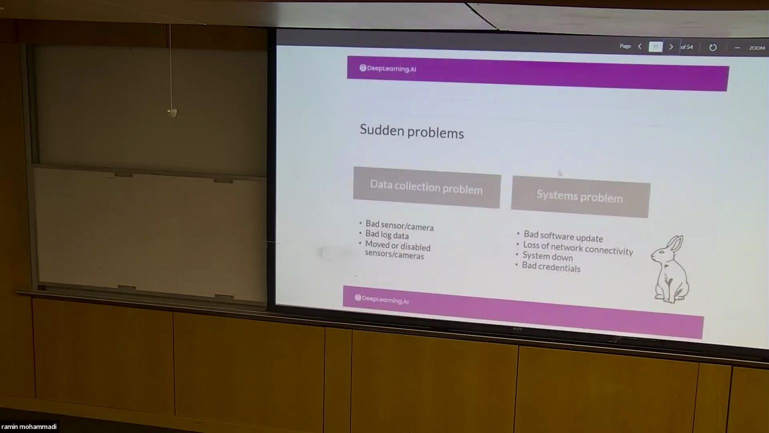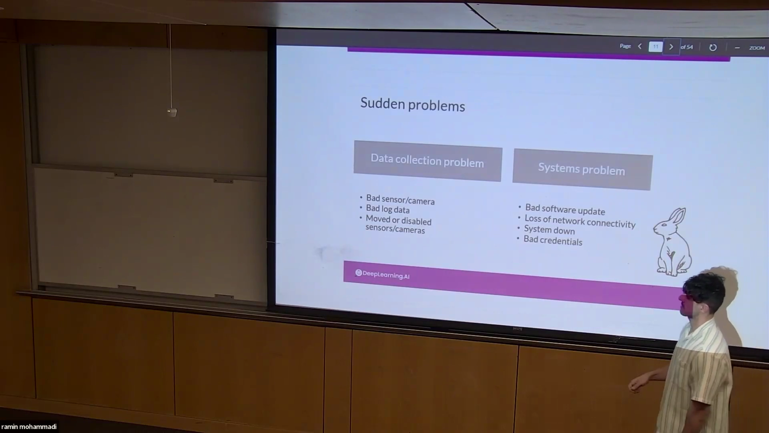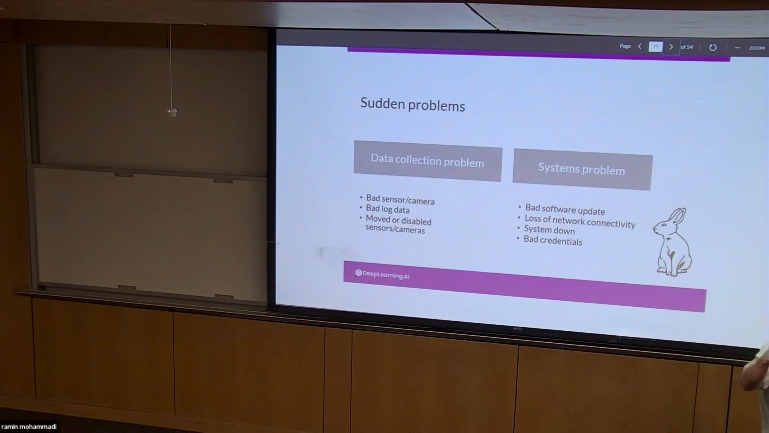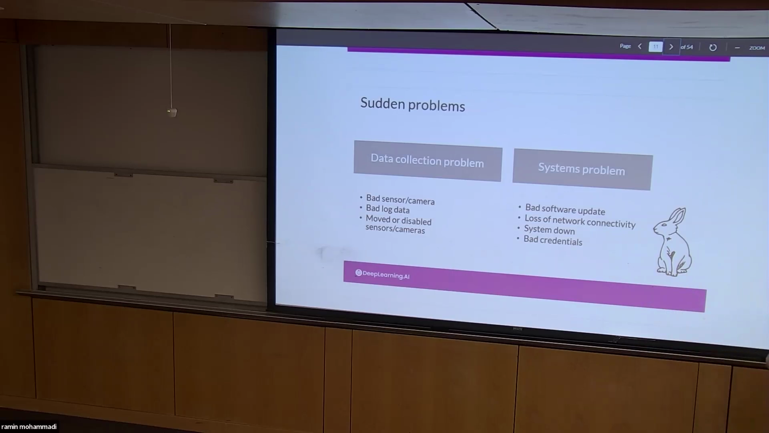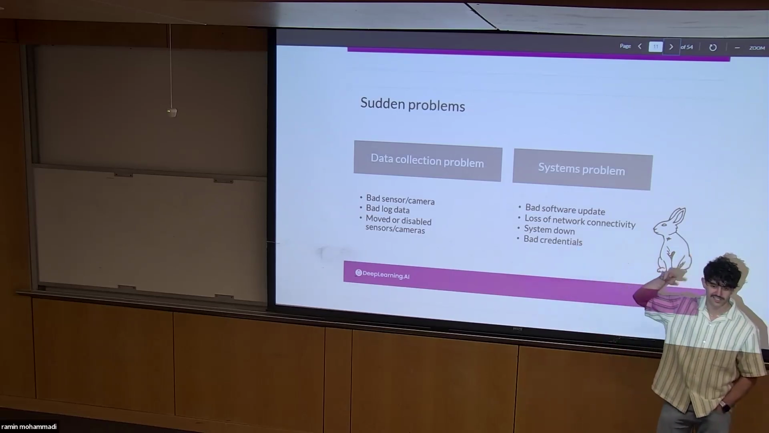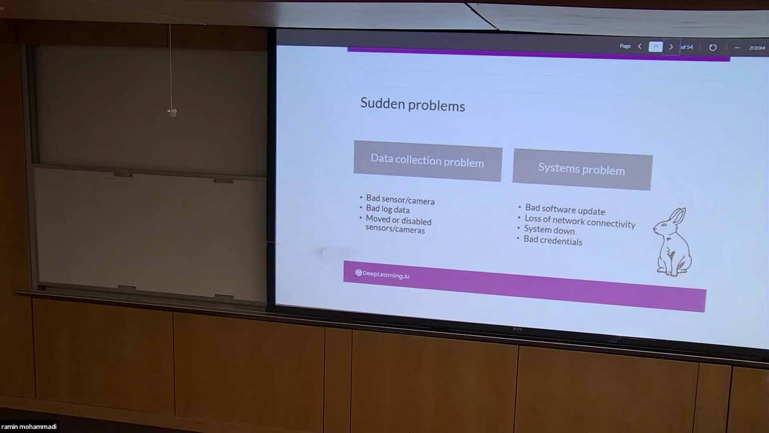So when it comes to sudden problems on the other end, you either have a data collection problem or you have a system problem. Okay? A data collection problem is when you have a bad sensor, bad camera, bad log data, something was moved or disabled, like a camera or some sensor, for example. When it comes to a system problem, you have software updates that could cause a problem. You have network connectivity, like all of a sudden the network is not working. Your system could be down, or bad credentials, which, if you read about IT problems, is actually one of the top issues that IT deals with. Like someone forgets a credential or enters a bad credential. So these could be sudden problems.